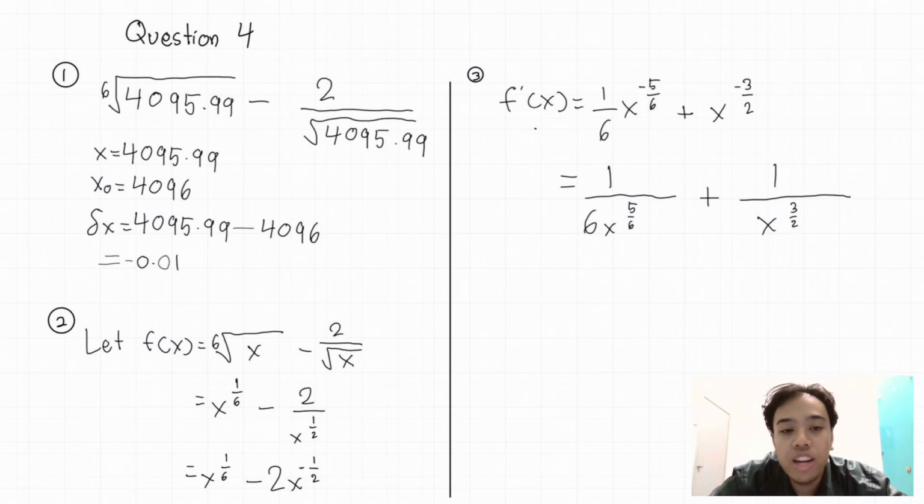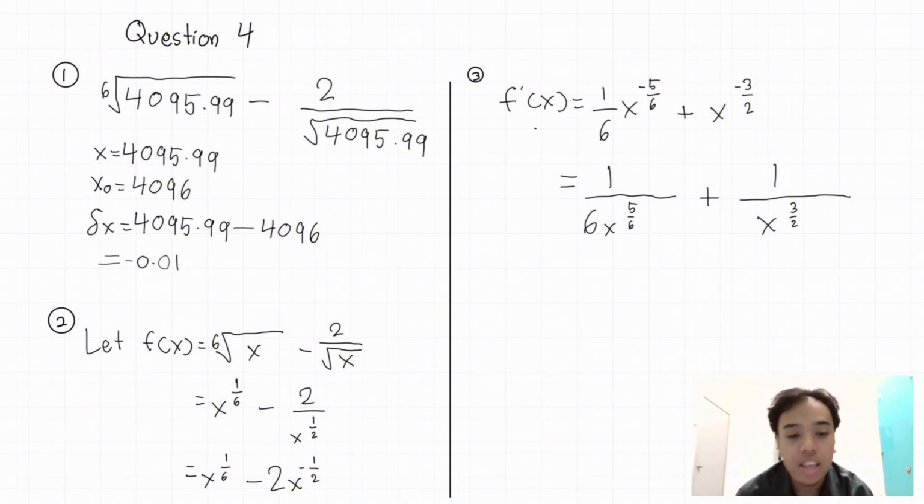Question 4, we must use the linear approximation to find the estimate value of the 6th root of 4095.99 minus 2 over square root of 4095.99. So the given value for this question is 4095.99. After that, we must search for the initial value, which is the closest integer, and we get 4096. And after that, we must choose the delta x, which is the given value minus initial value. We get negative 0.01.